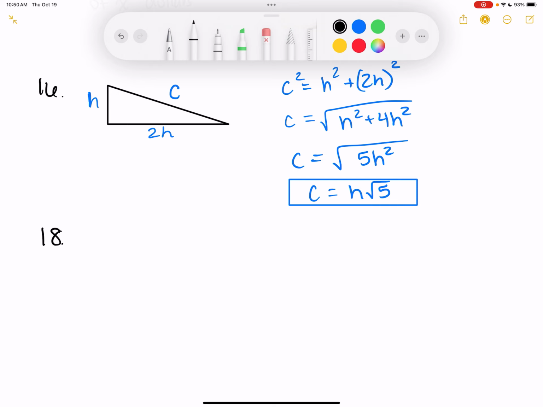All right. 18. A square is inscribed in a circle. Bet you haven't seen that since geometry. Write the area of the square as a function of the radius of the circle. Okay. Wow. So I've got a circle. And inside of said circle, I have a square. Yay.